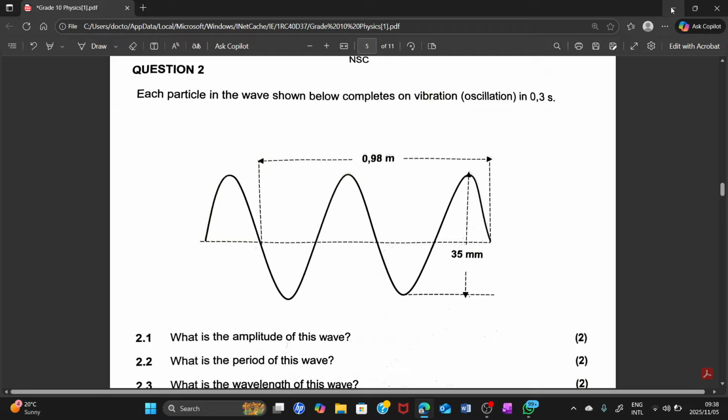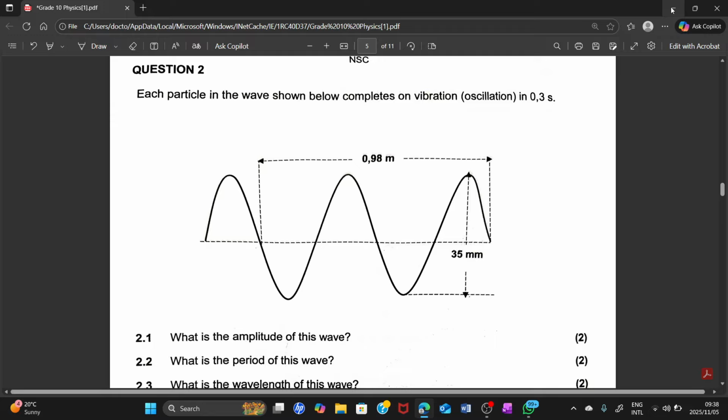In this video I'll be taking you through question 2 of waves. Okay? Now, let's study this. Each particle in the wave shown below completes one vibration (oscillation) in 0.3 seconds. Now, if you can check, the first question is, what is the amplitude of this wave?